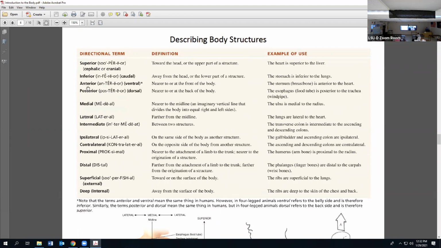Now the next 2, anterior, posterior, I also want you to know the term in parentheses. Ventral is the same as anterior, dorsal is the same as posterior.